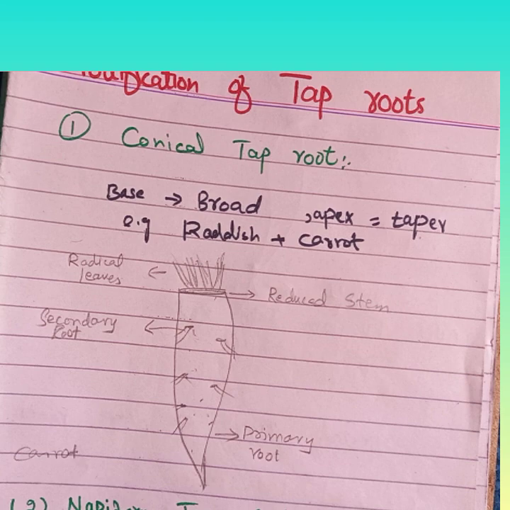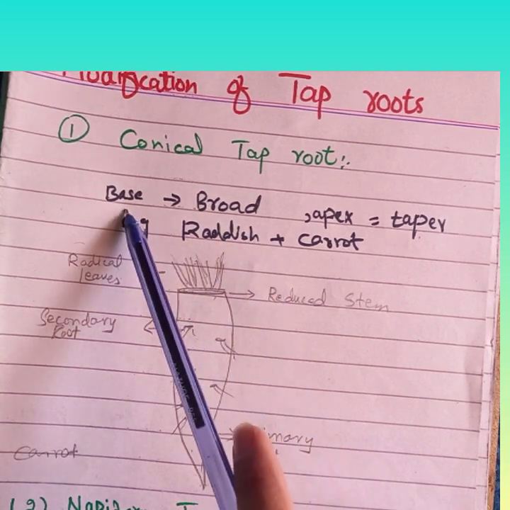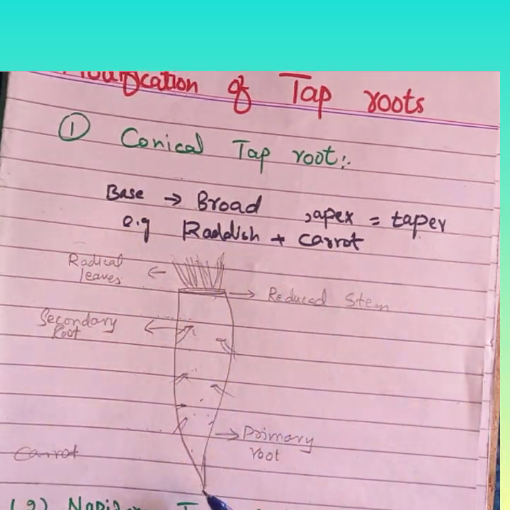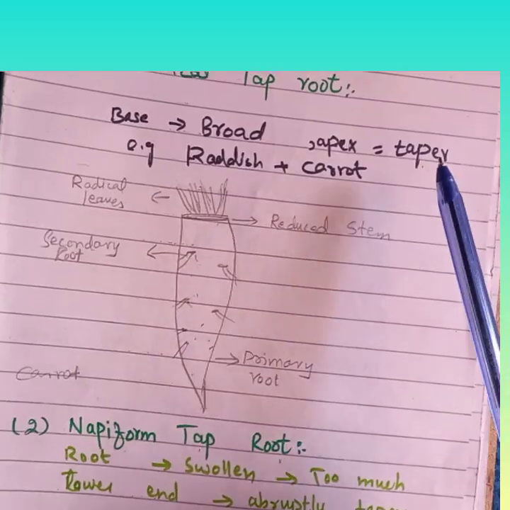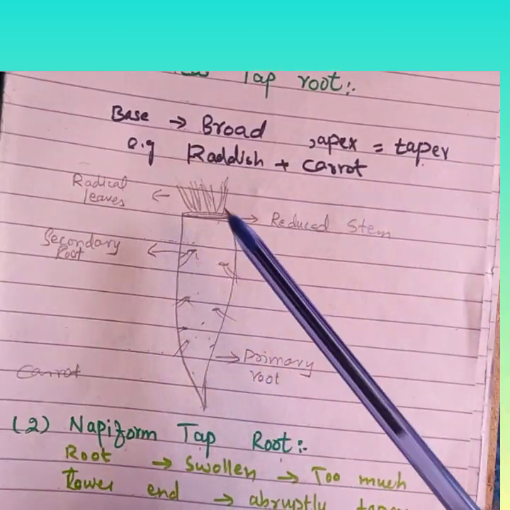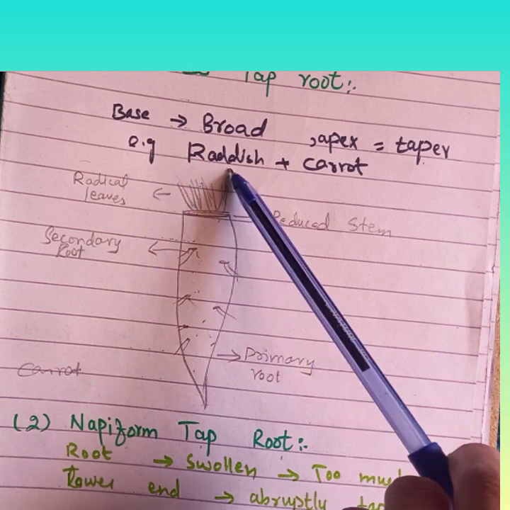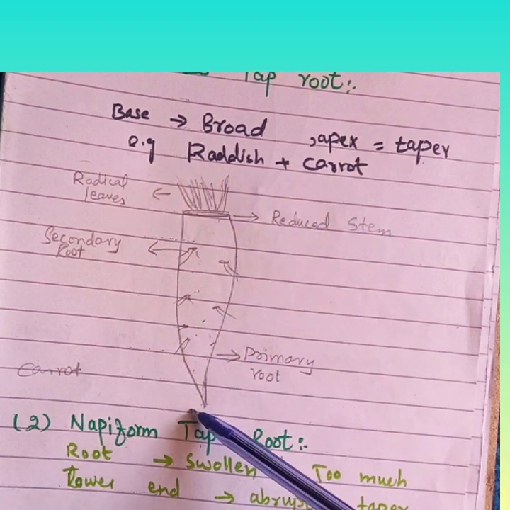This type of root is broad at the base, right? Broad at the base, while at the apex, meaning the tip of this root, it will taper. You can see in this diagram. An example of this kind of root is radish and carrot. This is a diagram of a carrot.